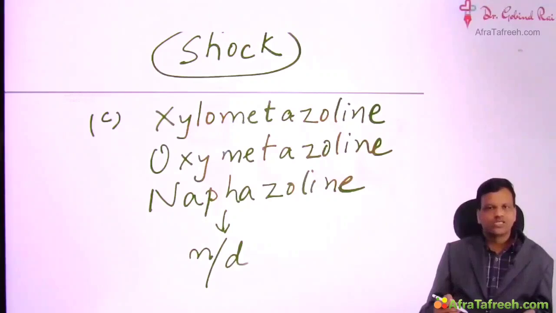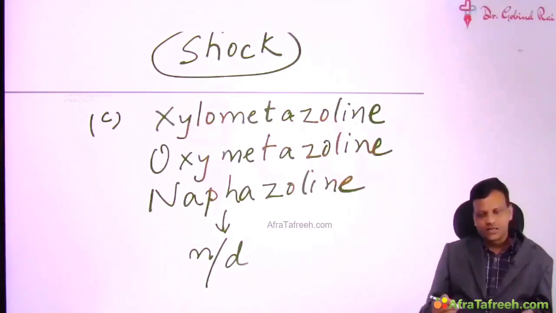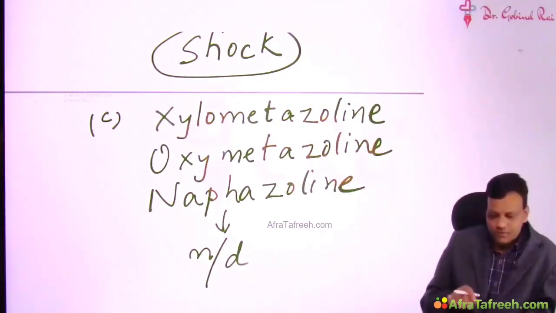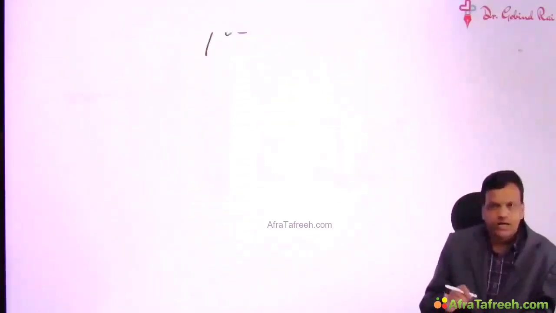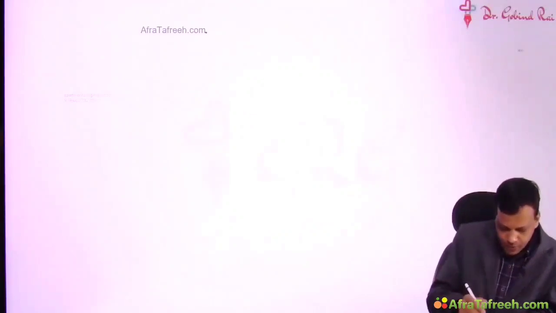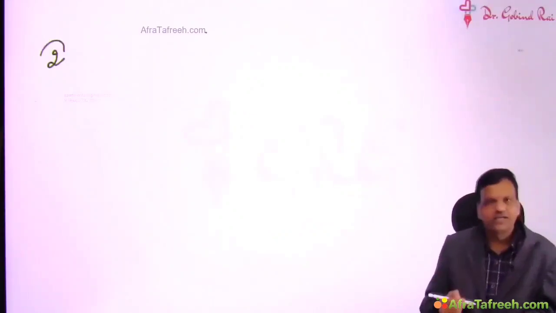The drug that can be used as eye drops is phenylephrine. The drugs that can be used as nasal decongestants are the metazoline derived drugs. And third, we can use a drug to produce vasoconstriction to treat shock, like methoxamine and mephentermine. So that is all that is important about the alpha-1 receptors.